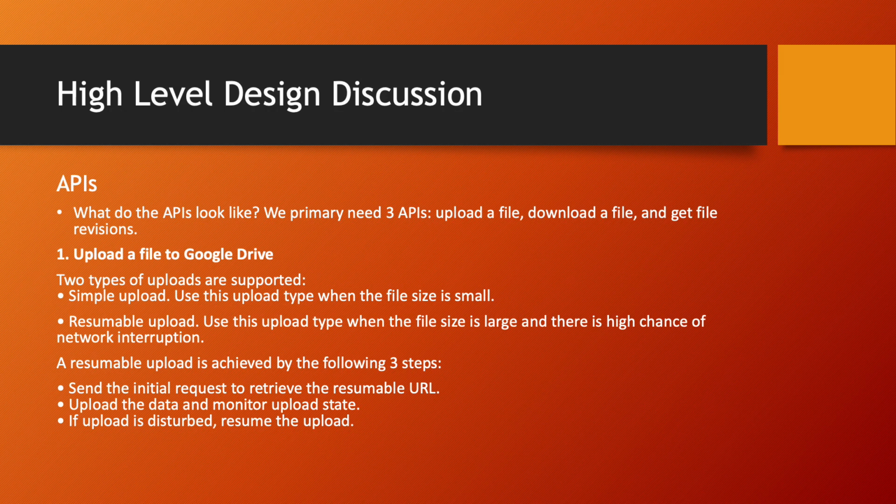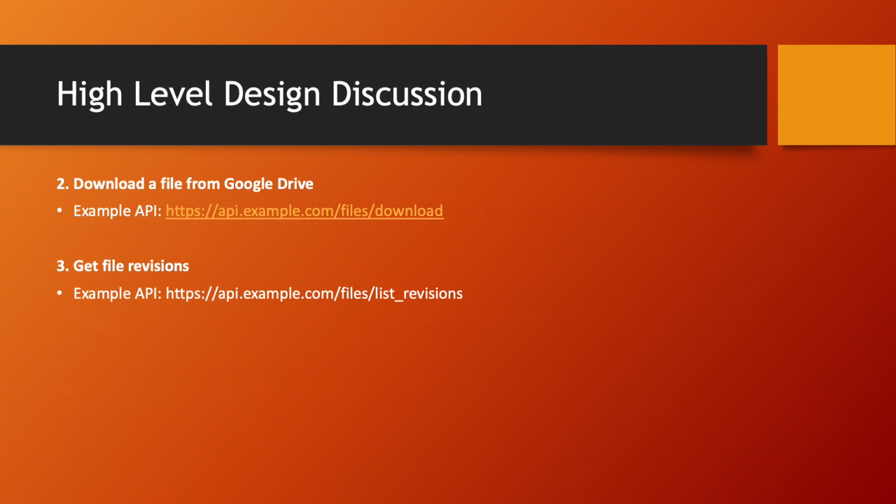So the key APIs could be upload a file to Google Drive. The uploads could be a couple of types. One could be simple upload. Use this upload when the file size is small. Resumable upload. Use this upload type when the file size is large and there is a high chance of network interruption. A resumable upload is achieved by the following 3 steps. Send the initial request to retrieve the resumable URL, upload the data and monitor the upload state, and if upload is disturbed, resume the upload. The second API could be download a file from Google Drive, and third would be get file revisions.